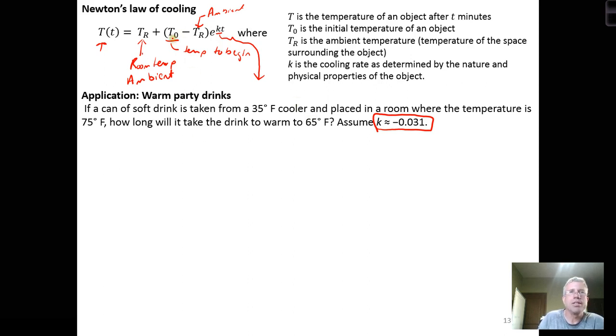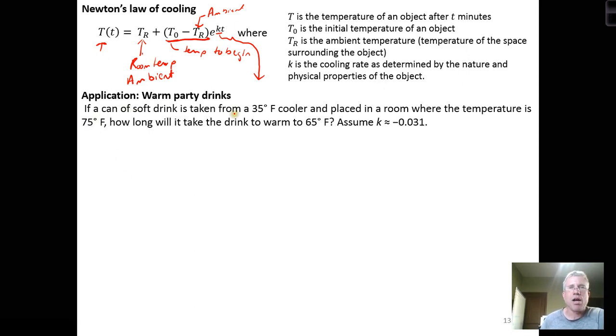The idea is this T naught minus T R. The idea is that as the temperature of the object... No, I'm going to step back and not say anything there. So we're just going to use the model. And later on, we'll develop models from scratch. If you move on into a course in differential equations, or even at the end of Calc 1, we usually derive this formula from scratch.